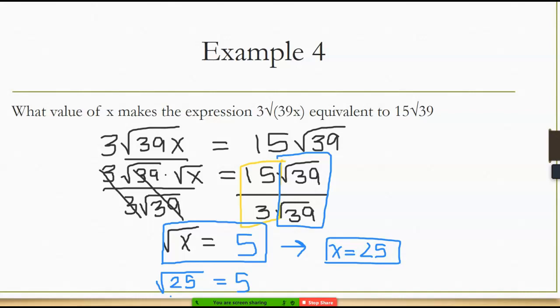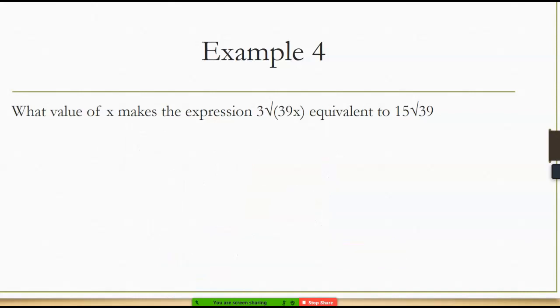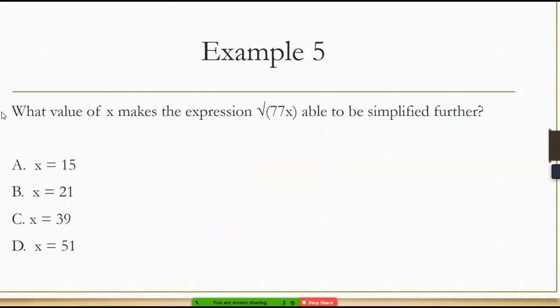Everybody get that down on their example number 4? So it says, what value of x makes this true? So again, we want to be able to simplify this. So what you want to do is look at 77 and its factor trees. What two numbers multiply to give you 77? Madison? Perfect.